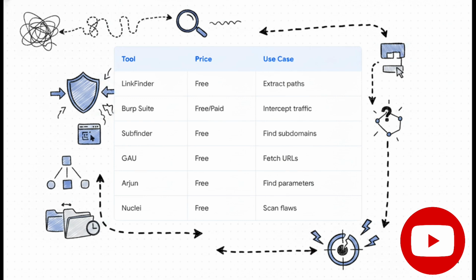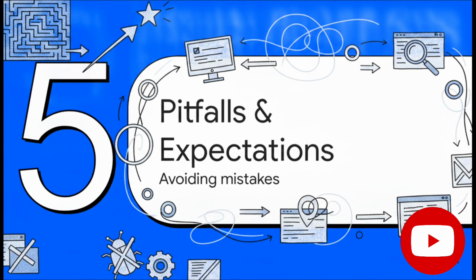But then you add Arjun, an awesome open-source tool that discovers hidden HTTP parameters within the very endpoints Link Finder just found for you. And lastly, you use Nuclei to automatically scan those discovered endpoints for known security flaws. Linking all these tools together, that is exactly how the professionals scale up their operations. Finally, Section 5, Pitfalls and Realistic Expectations. Avoiding beginner mistakes to ensure success.